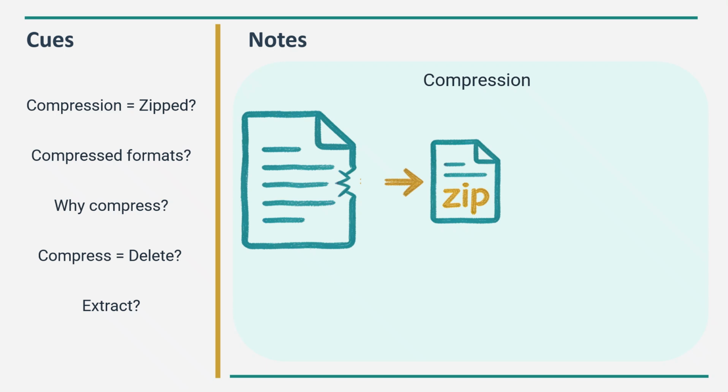Common compressed formats, which is usually asked in question papers, include .zip, which is the universal one, working on Windows, Macs, and Linux. .rar has good compression, but you do need special software for it. And .7z has very high compression, which gives you smaller files. So the question is, why would you want to compress?